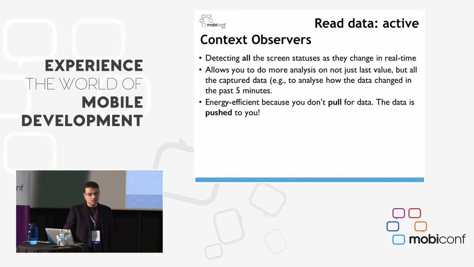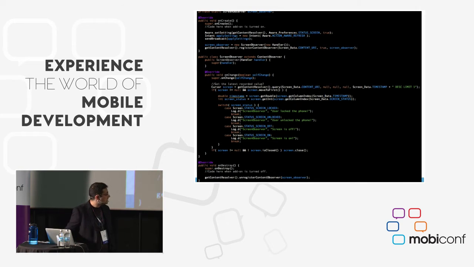And if you use the content observer, you can get all statuses: off, on, unlocked, locked, protected, all of these. It also allows you to do more analysis, because you can do queries inside the content observer, like getting the data from the last day. It's also a bit more power efficient because you don't poll the data, you just get notified from your content observer. There's an example of that here: screen locked, unlocked, screen off. So I will give you a demo of that.